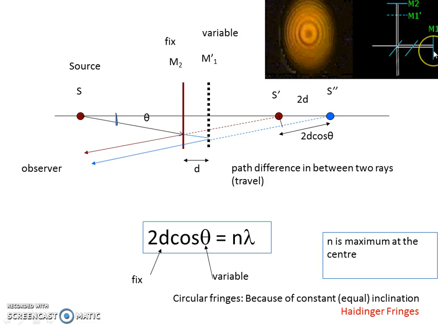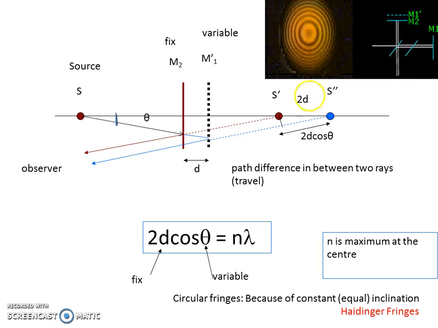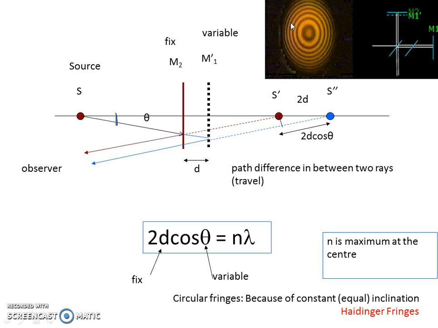I am keeping this M1 fixed, and the virtual image is M1 dash. I am moving only the mirror M2. You can move only one of the mirrors, keeping the other mirror fixed. When I move this, I can see the number of fringes appear or disappear from the center. So this is the fringe pattern we observe in the Michelson interferometer.